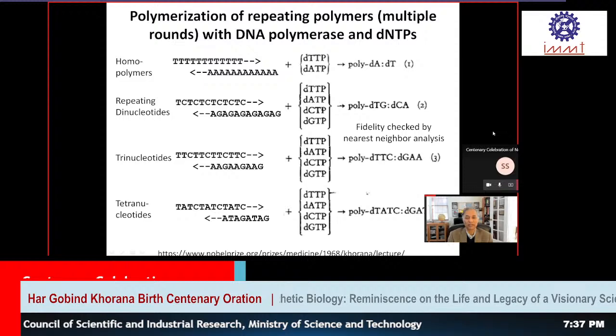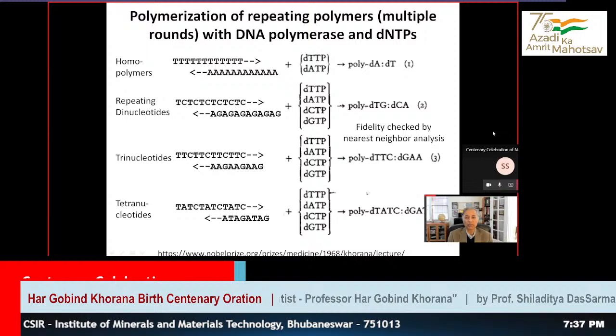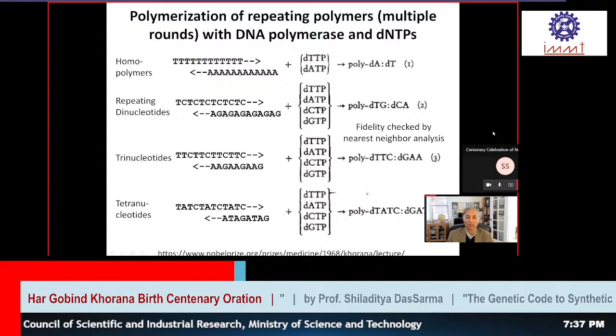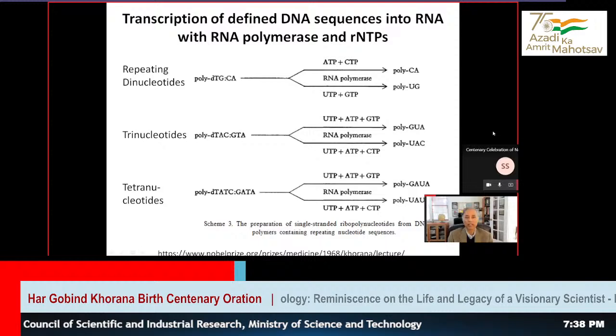So he showed that using these repeating dinucleotides, trinucleotides, and tetranucleotides, he could obtain DNA polymers of those sequences. Then he could take those DNA polymers and transcribe them into RNA with RNA polymerase and ribonucleotide triphosphates.